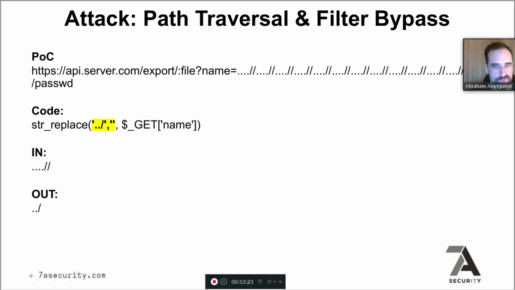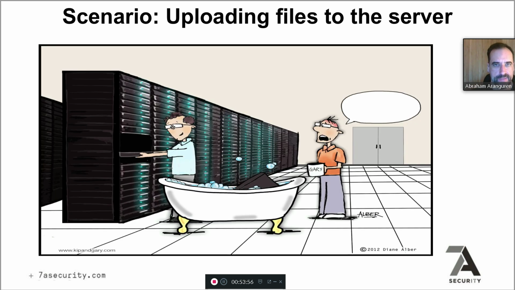But what happens if you provide dot dot dot dot slash slash? The inner dot dot slash is going to disappear with the string replace, and you will end up with dot dot slash, right? So you provide it in this fashion, and when the inner sequence is removed, you end up with a dot dot slash sequence, so you haven't solved anything, and you still have a path traversal problem. Very classic web application security attack vector sometimes.